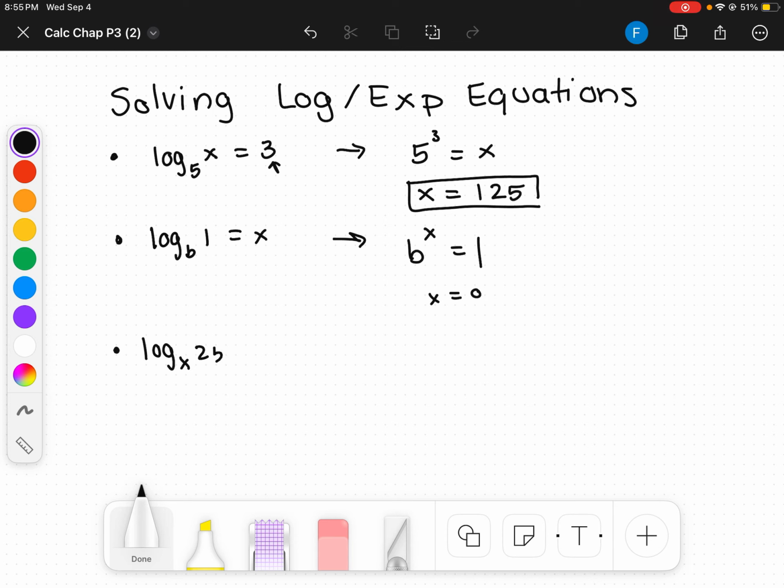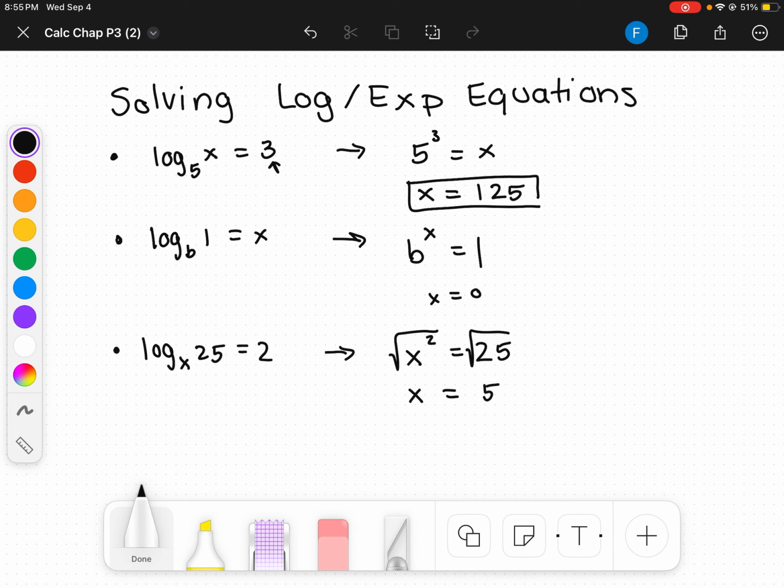Log base x of 25 equals 2. Convert forms over here. Base raised to the exponent equals your answer. This one you can solve it or you could just look at it. Either way, if I were to actually solve this, I would want to get rid of that square. So I'm going to take the square root. Over here I have x. Over here I would have 5.